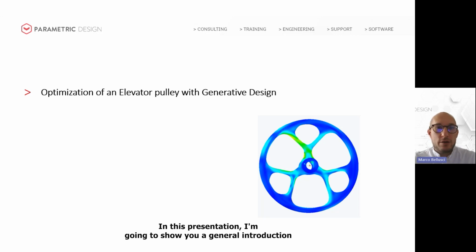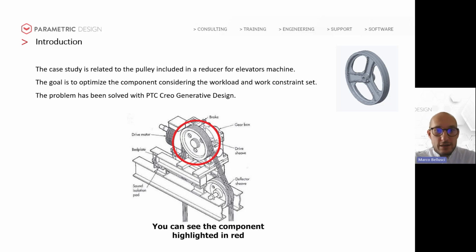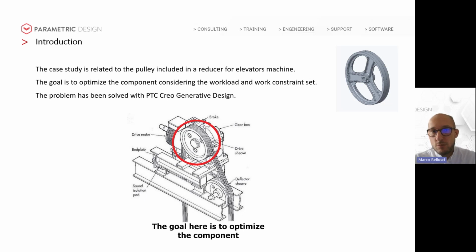In this presentation, I'm going to show you a general introduction to generative design and a case study of this technology. The case study is related to the pulley included in a reducer for an elevator machine. You can see the component highlighted in red in the sketch at the bottom, and you can see the original design we considered for this component at the top right. The goal here is to optimize the component considering all the requirements, the loads, constraints, manufacturing process, and so on. The problem has been solved with PTC Creo generative design.